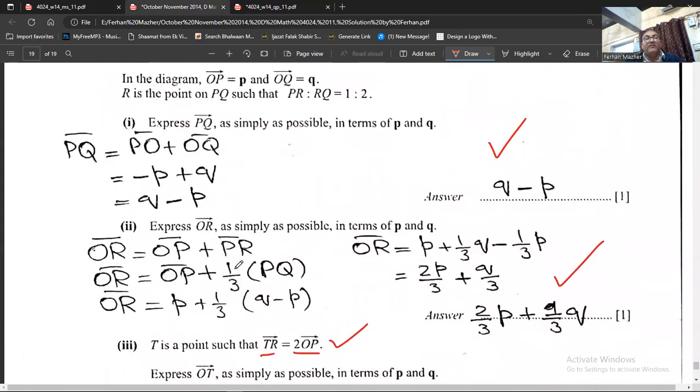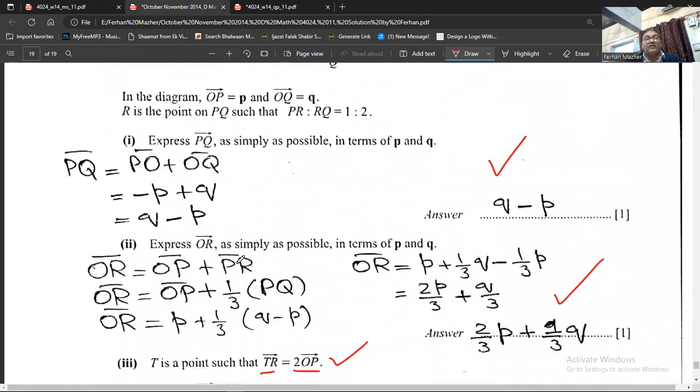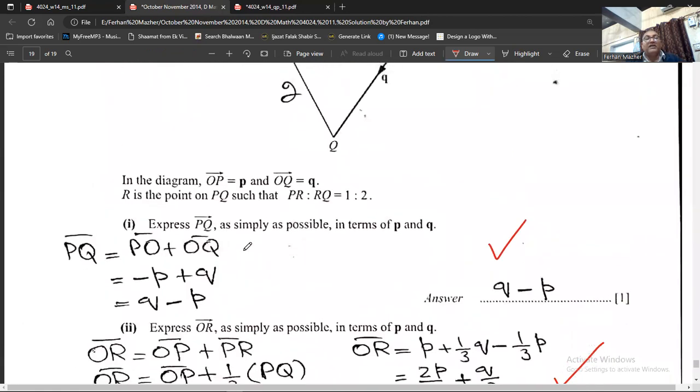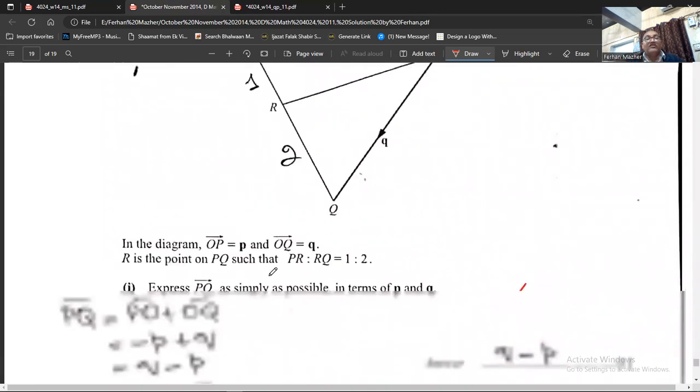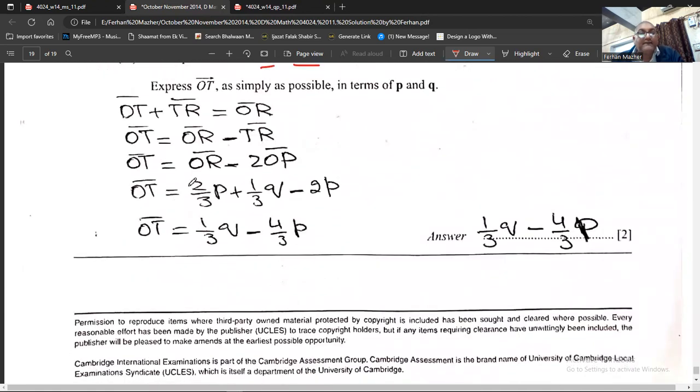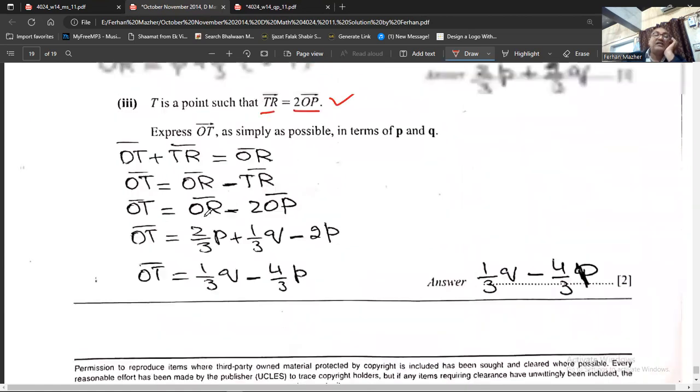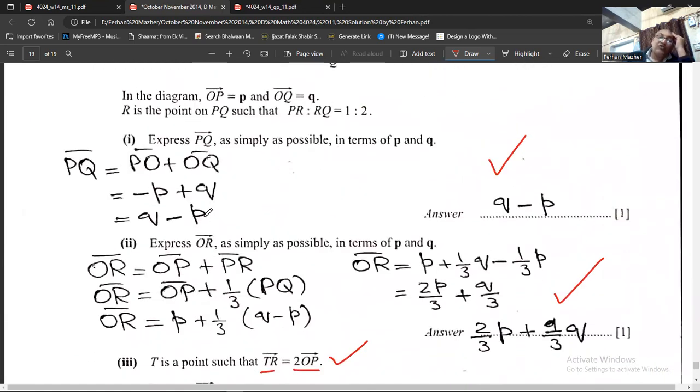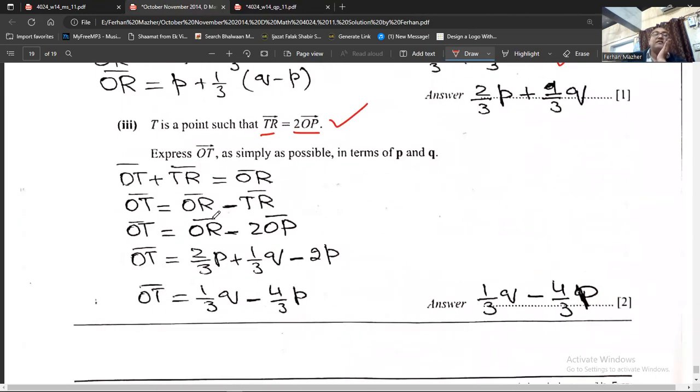Where did I get the OP? PQ is q minus p. So it will be p plus 1 by 3 q minus 1 by 3 p. And here, OR is equal to, we were working on this. OT is equal to OR minus 2 times OP. I was checking if we have the OP value, that's p.